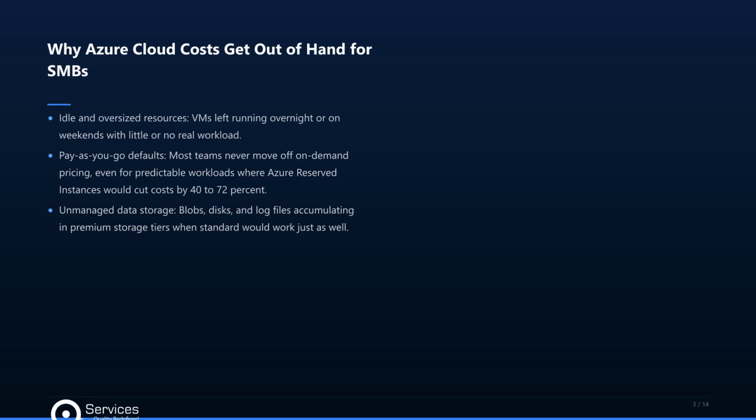work just as well. According to Flexera's 2025 State of the Cloud report, organizations waste an average of 28% of their cloud spend. For SMBs with fewer governance controls, that figure is consistently higher. Understanding where money leaks is the first step toward fixing it.